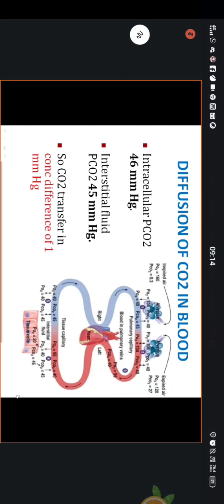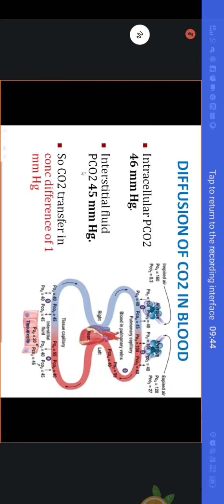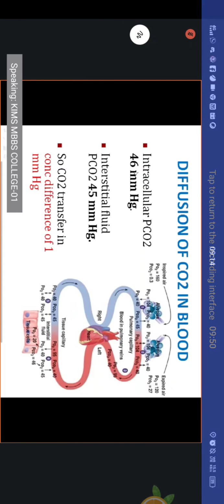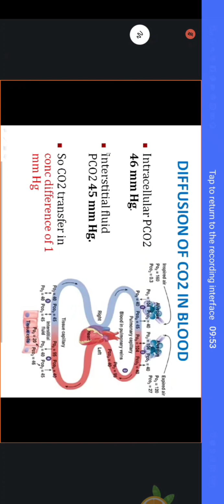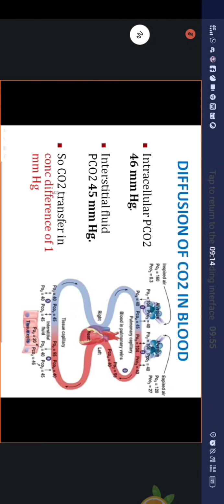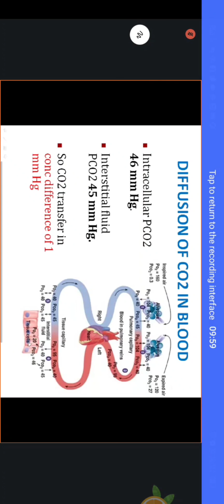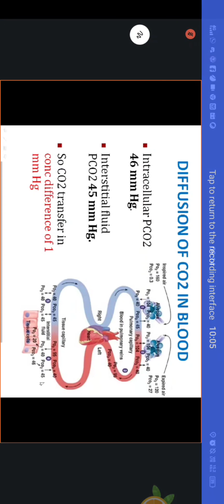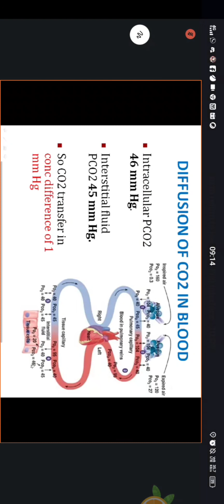Then tissues are surrounded by interstitial space, which contains a partial pressure of about 45 mmHg of carbon dioxide. So as a result, the net difference is 1 mmHg. Because of this net difference of 1 mmHg, carbon dioxide moves from tissues to the interstitial space. Here, 46 to 45. Then after reaching the tissues, it should enter the capillaries.